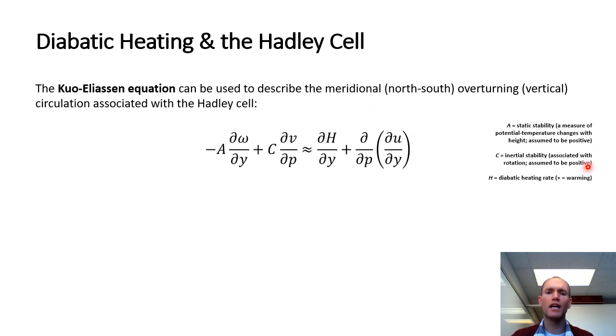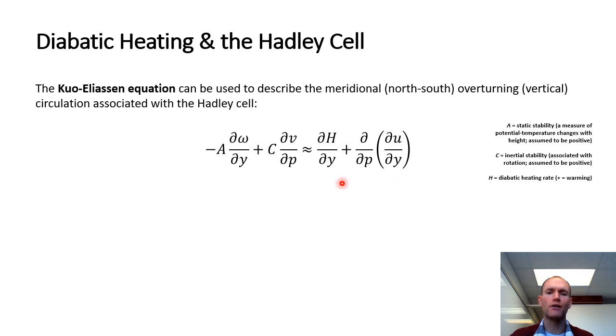And in its final form, with a couple of approximations, it looks like this. On the left-hand side, we have a term that relates to our vertical velocity omega, and in particular, how it changes in the north-south direction. And here we have a term related to our meridional velocity, v, and how that changes in height in terms of pressure. We have a couple of coefficients here, A and C, that are related to static stability, which is how potential temperature is changing with height, and inertial stability, which is related to rotation. We're going to assume that both of these are positive for the purposes of this argument here.